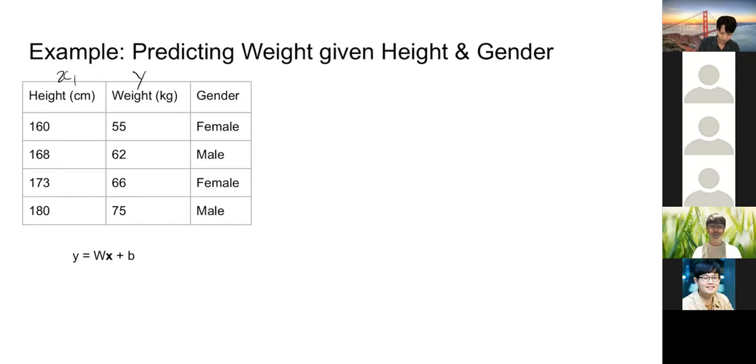And we have y, and then we can call this x2. But what we really want is not this female or male, but a vector that corresponds to this category, which will be 1, 0, 0, 1, 1, 0, and 0, 1. Then how many numbers do we have as input? We have 160, one number for height, and two numbers for the gender. So we have three inputs. So it's no more scalar value. That's why it has to be a vector.